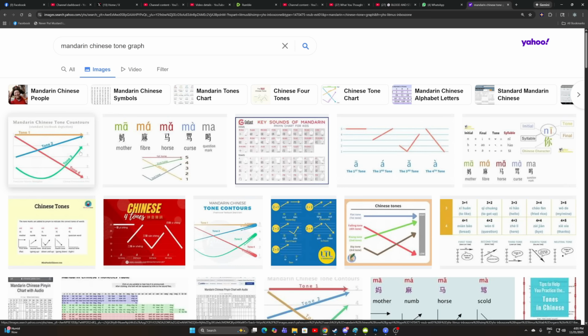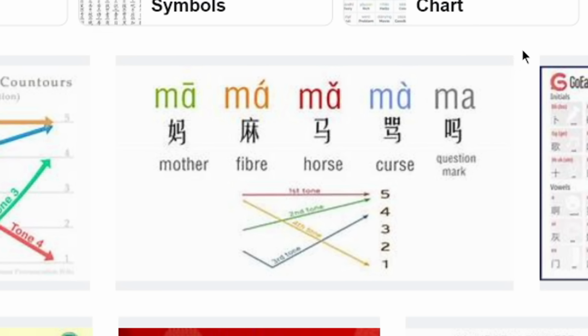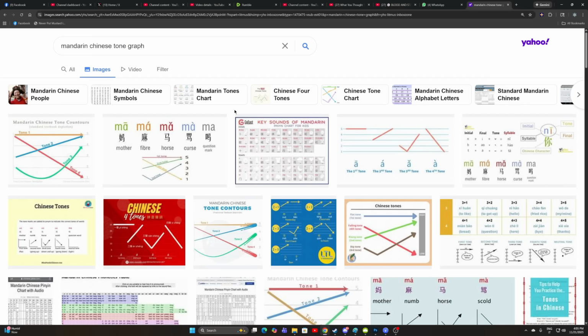Without further ado. As you know, Mandarin Chinese has 4 different tones. Some people say that Mandarin has 5 tones. Well, those people are absolute morons, because the 5th tone, quote unquote, is the lack of a tone. How the lack of a tone can be considered a tone is beyond me. So let's just say Mandarin has 4 tones.